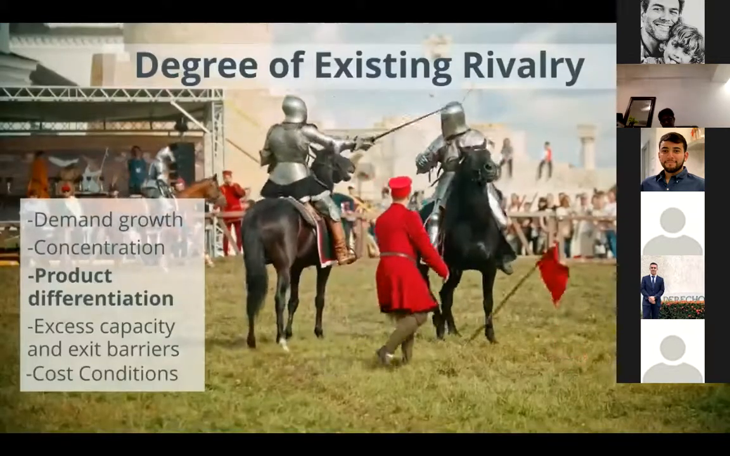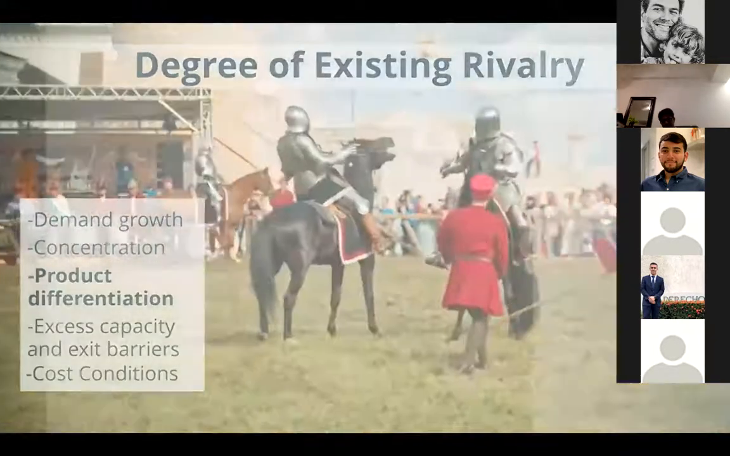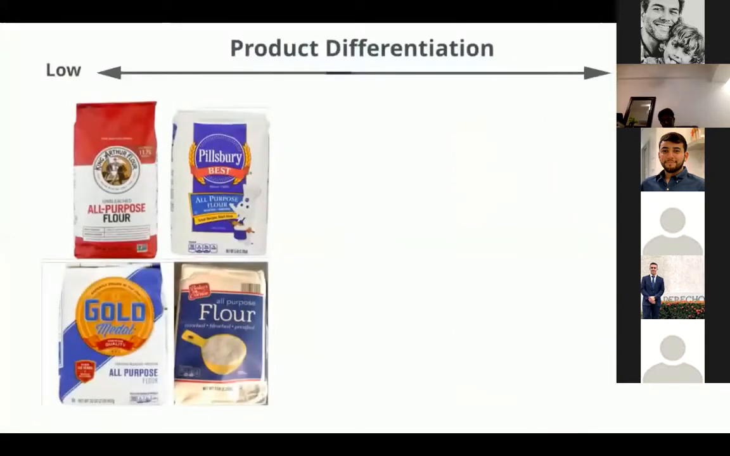Next, let's talk about product differentiation. When you have low product differentiation, such as in the market for all-purpose flour, you often have vigorous price competition because even though you can brand the products differently and there might be minor differences, customers perceive the products as being pretty similar and they won't pay significantly more for one brand versus another.